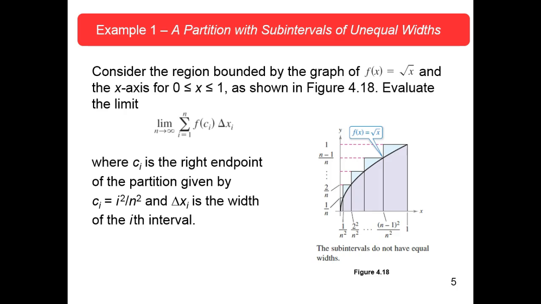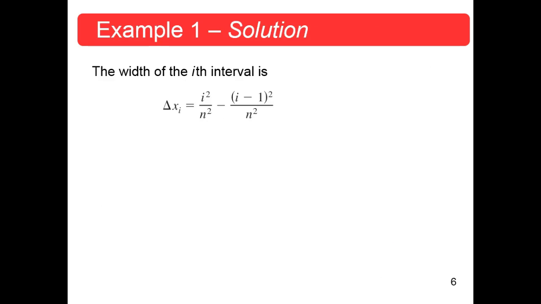So the ith subinterval would then be, since the C sub I is here, the width would be... the ith subinterval would be I over n, okay? So that would be at I squared over n squared minus I minus 1 squared over n squared. That would be your delta x. Weird delta x, for sure. Totally strange delta x. Why in the world do they do this?